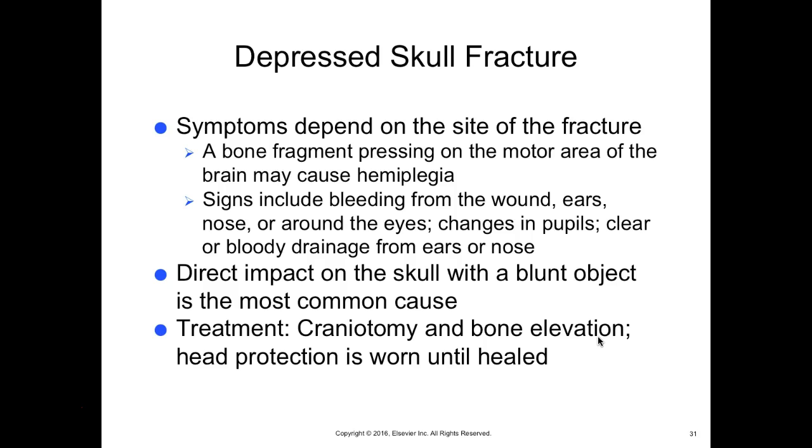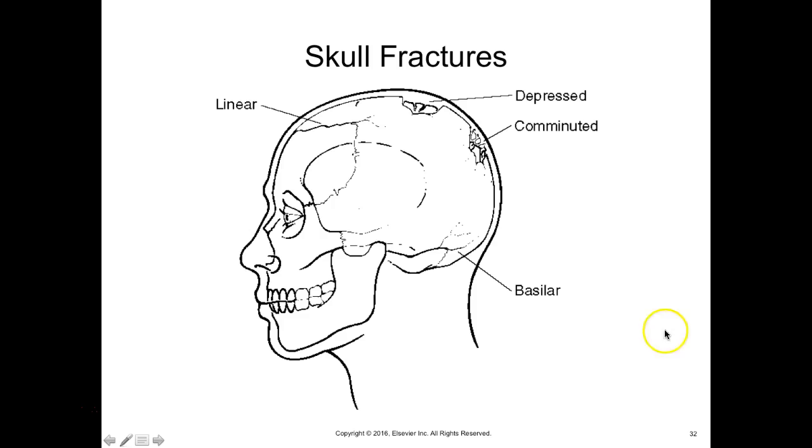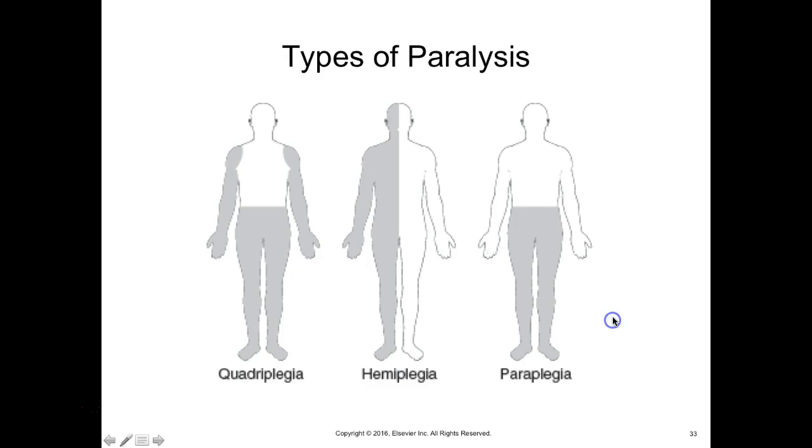So they get hit in the head with a crowbar or a hammer or some kind of weapon. Treatment: craniotomy and bone elevation to decrease the pressure on the brain, and head protection is worn until the area heals. So here's showing some skull fractures. We have linear skull fracture, and then we have depressed, where the bone is pushed down into the brain, and then comminuted, where there's multiple fragments. And then here's a basilar skull fracture, very, very serious. All of them can be serious.